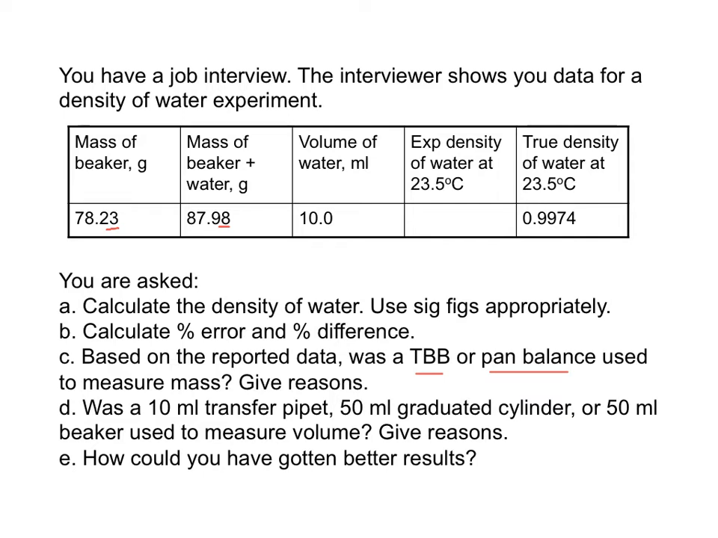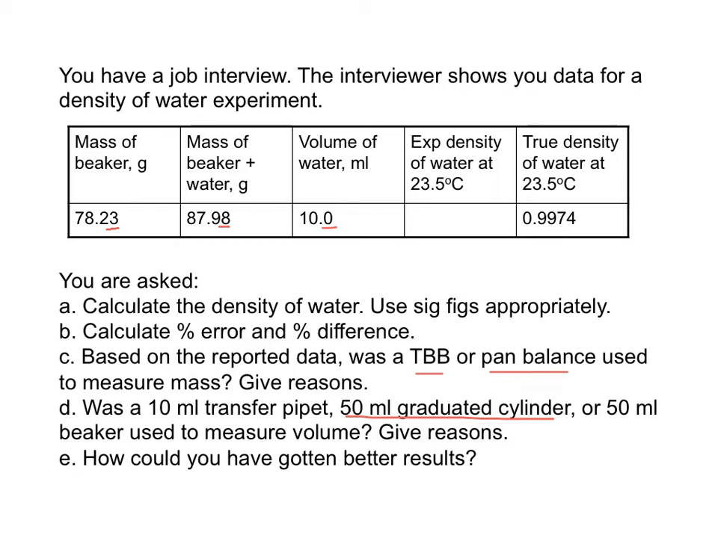For D, note that the volume of water has 1 decimal place. That means the uncertainty is in the tenths place. That means the digit we know with certainty is the ones place. That tells us each line is 1 milliliter. That means a 50 mL graduated cylinder was used because each line on the graduated cylinder is 1 milliliter.